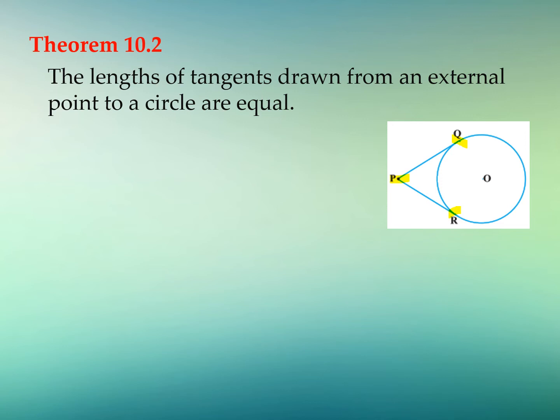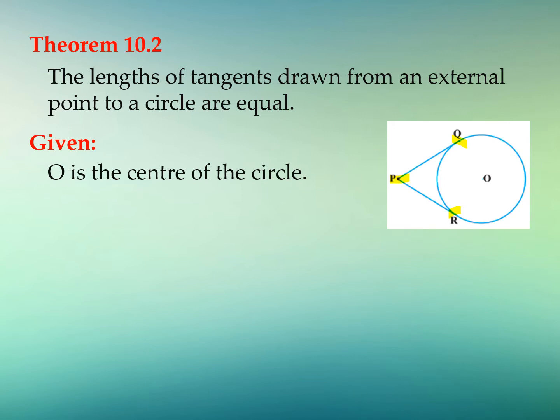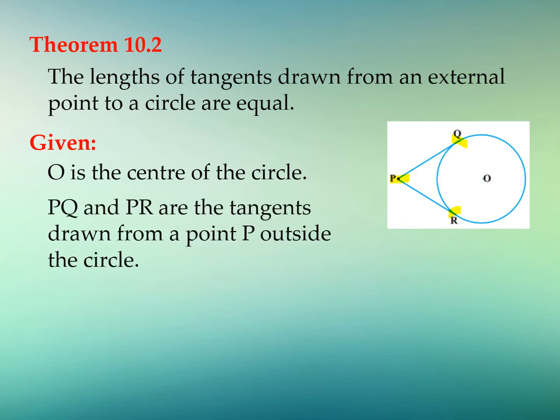Now as usual, when we have a theorem, to prove it we will list out what is given to us, what we are supposed to prove, and if there is any construction we will do that construction and then we will prove it. Similarly, we are going to start with the given here. What are we given? We are given a circle, a point, and two tangents drawn from that particular point. O is the center of the circle, or you can say a circle with center O is given to us. And then PQ and PR are the tangents drawn from a point P outside the circle. So we have PQ and PR as the tangents.